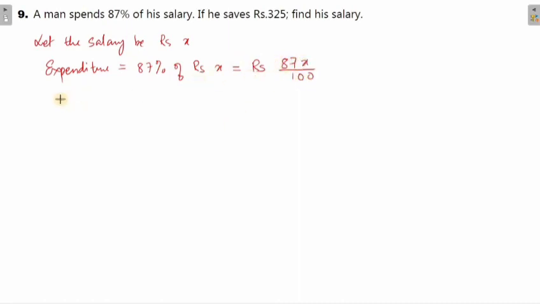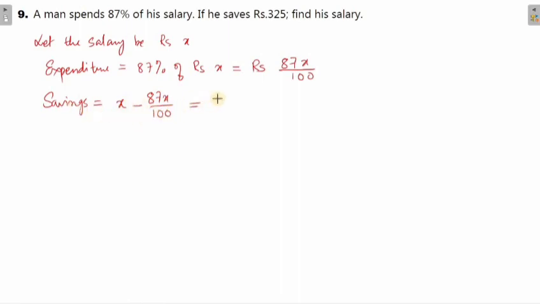Now let's see what the savings are. Savings will be equal to, see, X is the salary. Out of X you are using 87X by 100. If you are using this much, I have to remove this from the salary. Removing means we have to subtract. When you subtract, you get the savings, isn't it?